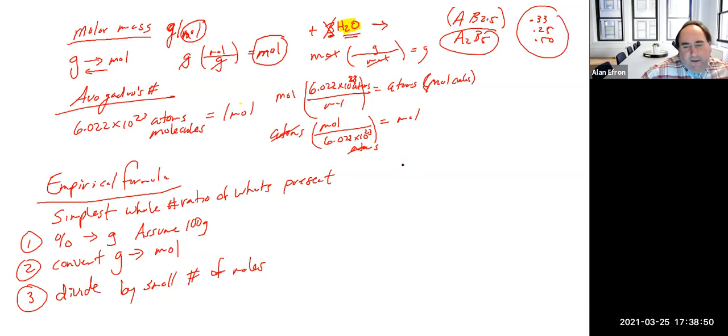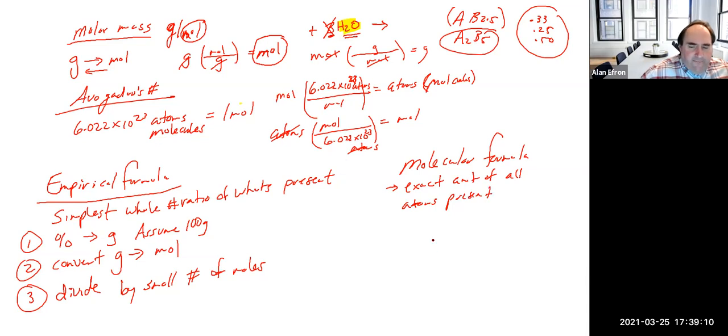The other type of formula we talked about is a molecular formula, and we'll talk more about that one today as well. But the molecular formula is essentially the exact amount of everybody that's present. So again, molecular formula is C2H4, like we talked about last time. That basically is a 2 carbon to 4 hydrogen ratio. And if we wanted to get the empirical formula from that, that would reduce down to 1 carbon for every 2 hydrogens. The empirical formula would be CH2 in this particular case.